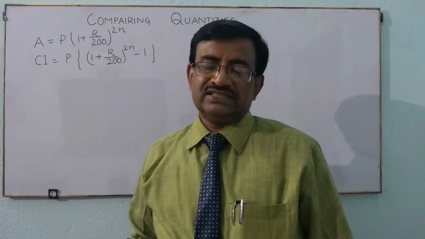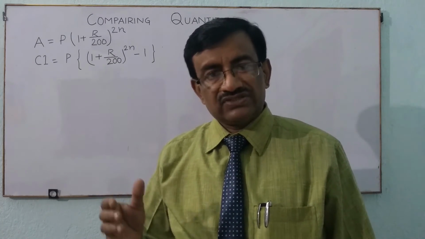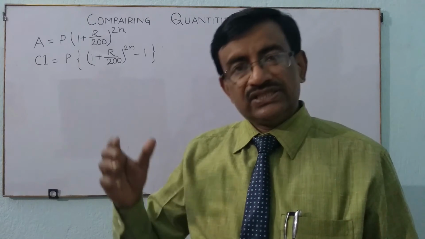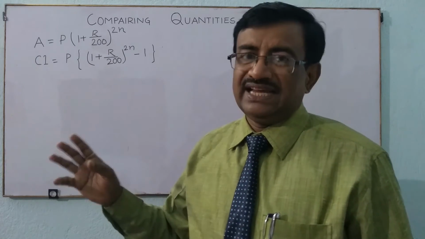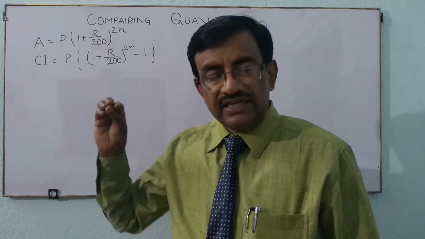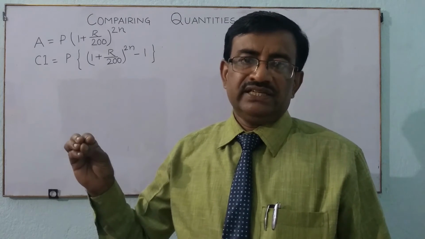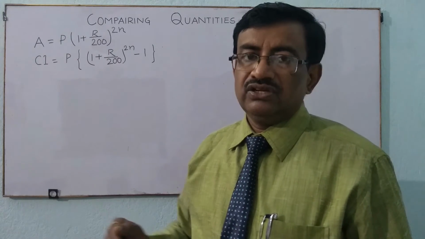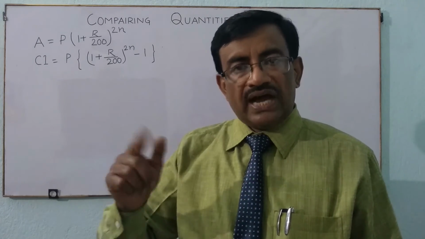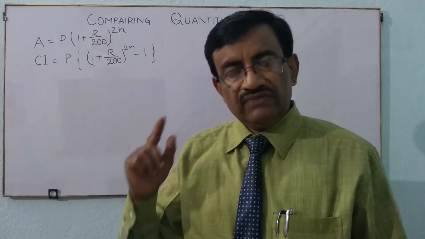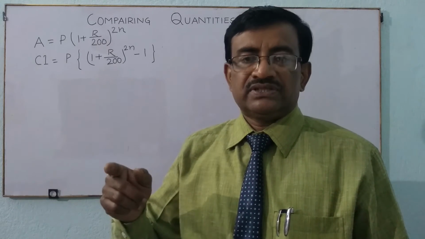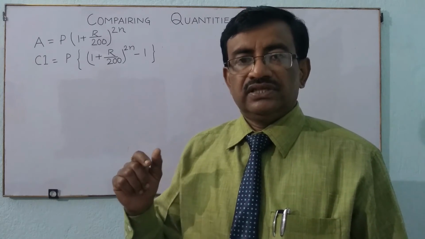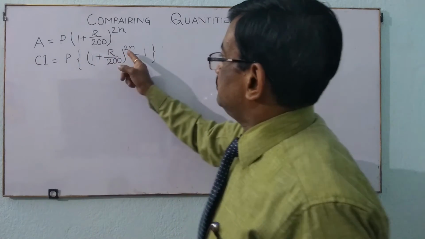In comparing quantities, we are going to discuss in this video the case where the interest calculation is done twice, that means semi-annually or half-yearly. When we calculate annually, the rate of interest is R, and in the case of semi-annual calculation, the rate of interest becomes R by 2. That means if annually it is 10%, then for semi-annually the rate is 5%. And in that case, n becomes twice.